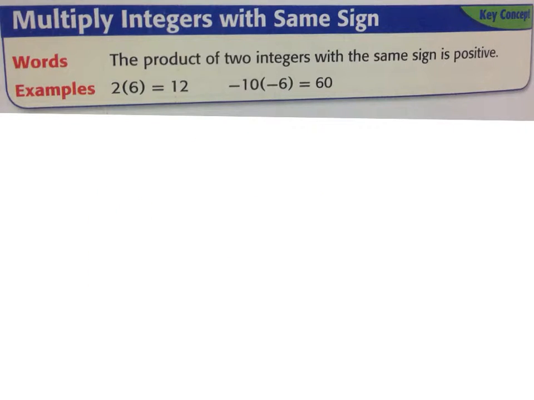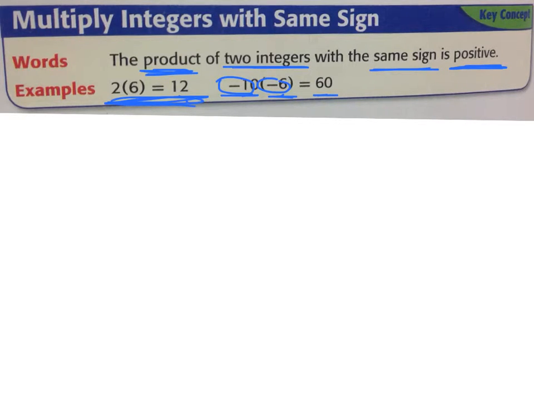The next concept we're going to look at is multiplying integers with the same sign. When we see the word product, it means the answer to a multiplication problem. So the product of two integers, if they have the same sign, whether they're both positive or they're both negative, your answer is always going to be positive. Okay, they've given you some examples here. 2 times 6 is 12. And -10 times -6 is going to equal 60. So they have the same sign here.